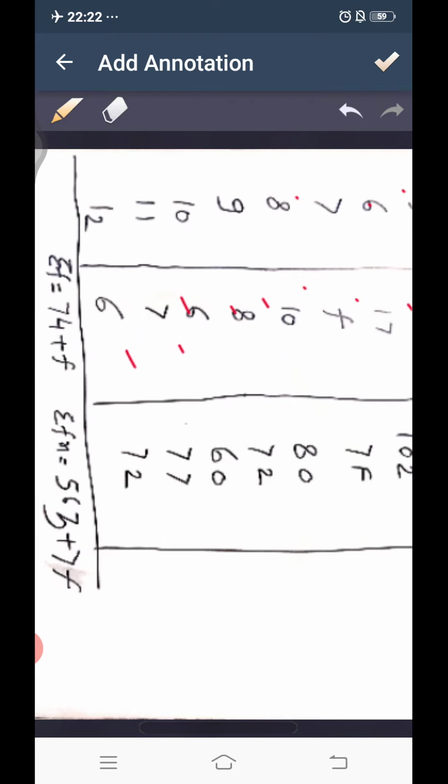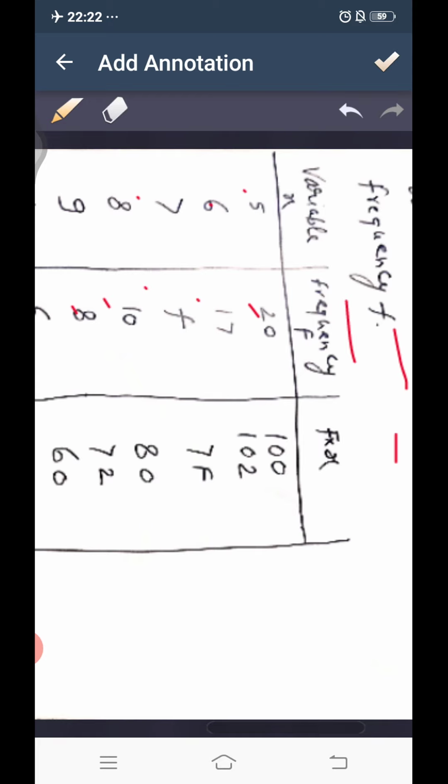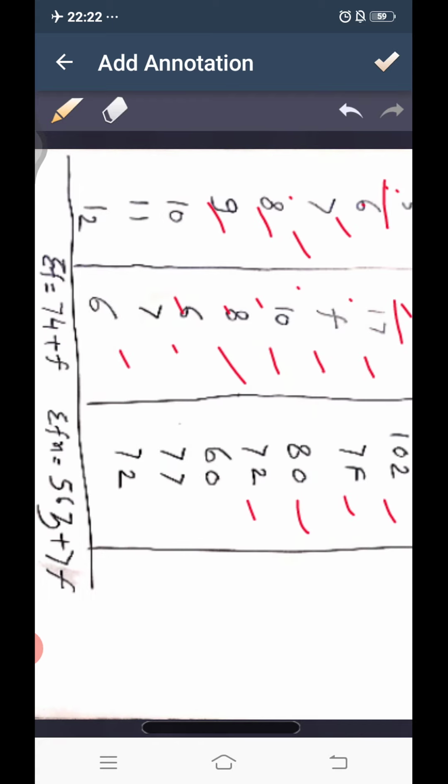Now first of all we will have to find out fx. So f into x, that means 5 into 20 is 100. Similarly we find 6 into 17, 102; 7 into f, 7f; 8 into 10, 80; 9 into 8, 72; and 10 into 6, that is 60; 11 into 7, 77; and 12 into 6, that is 72. So we have got all the fx.